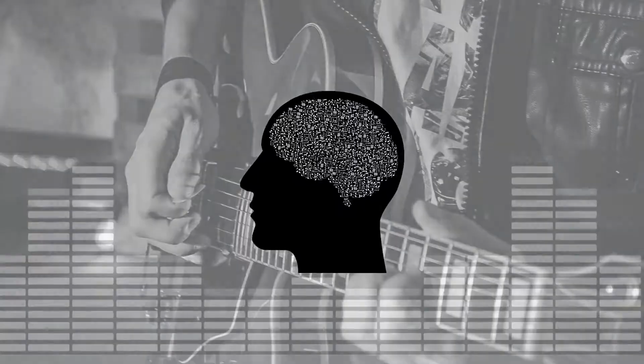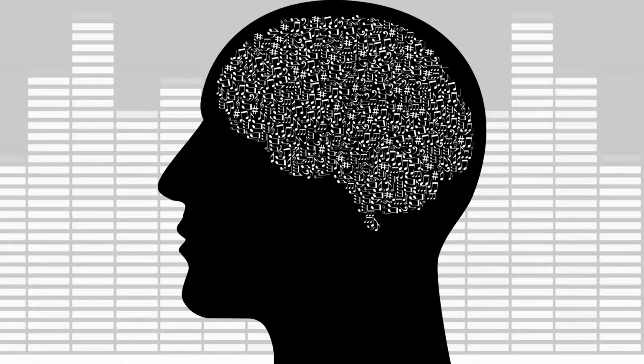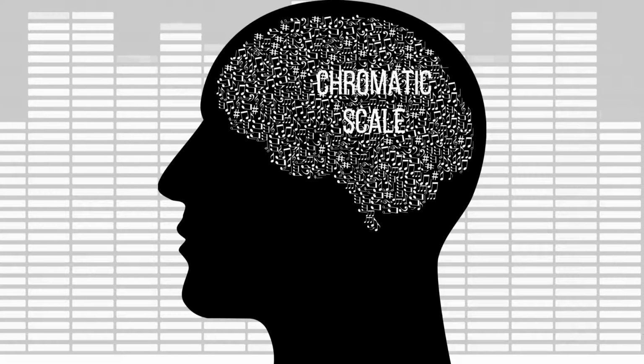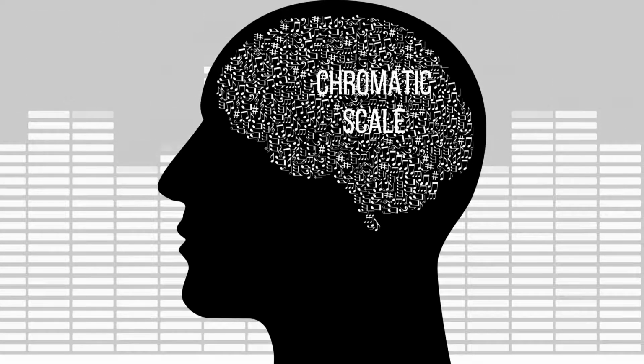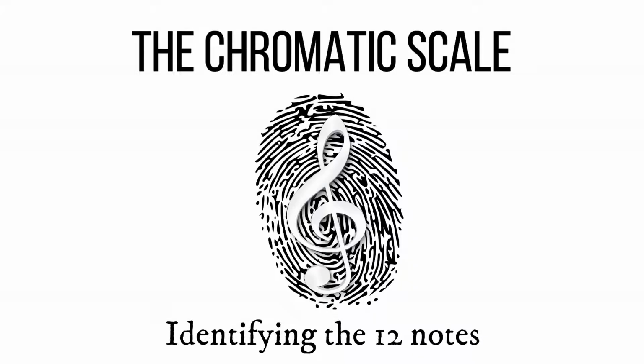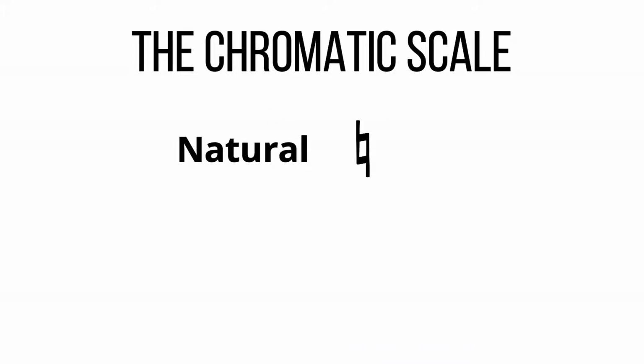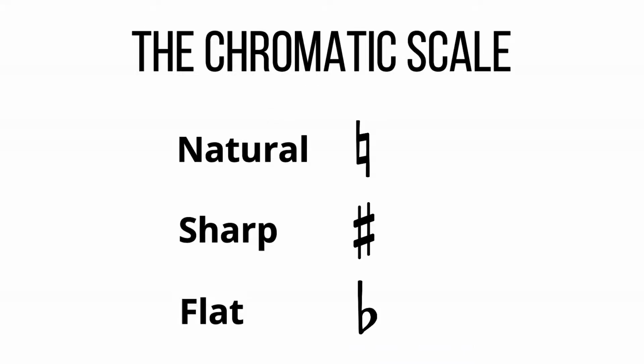As hard as it may be to believe, every single melody and chord you've ever heard has drawn from just this collection of 12 basic notes. We give a name to each of these notes so that we can identify them easily. Firstly, let's take a look at 3 musical symbols which are used to describe the 12 notes of the chromatic scale: natural, sharp, and flat.